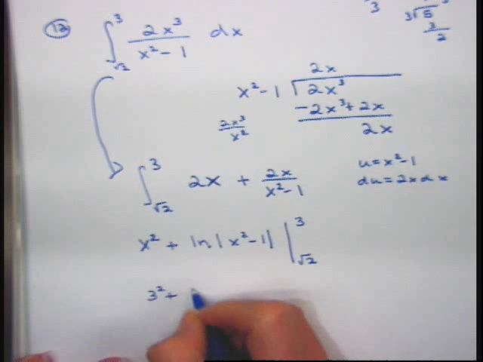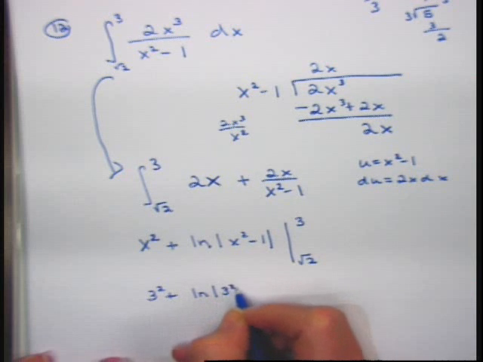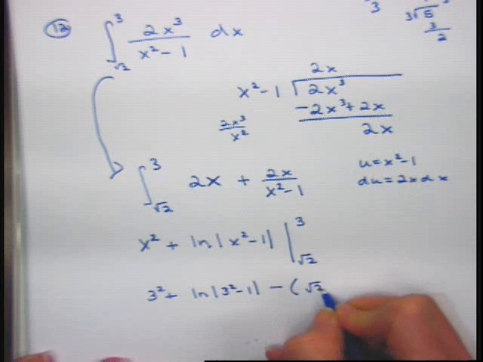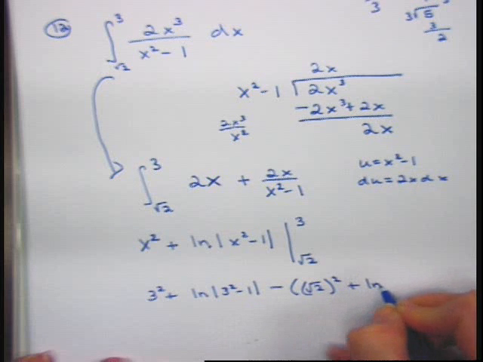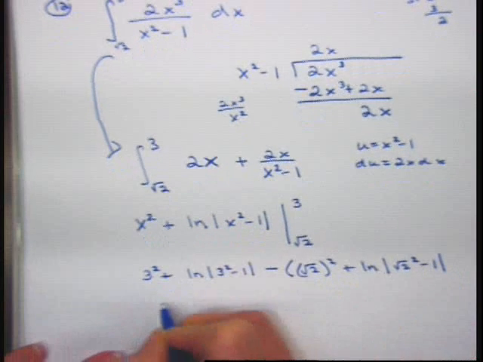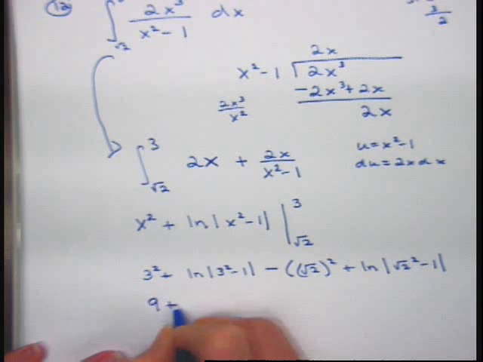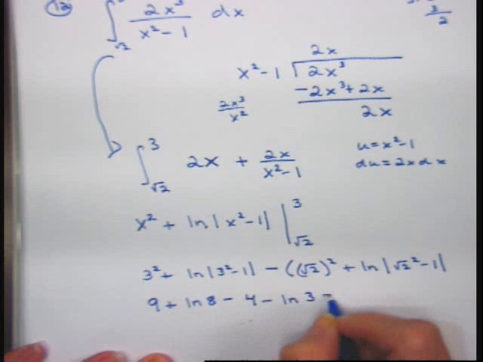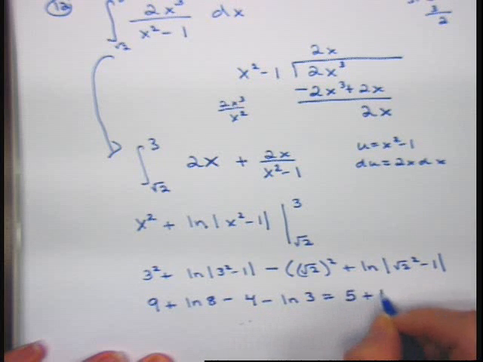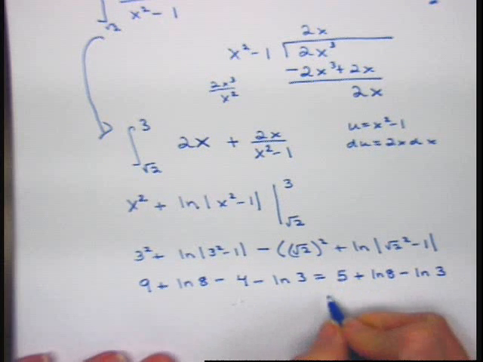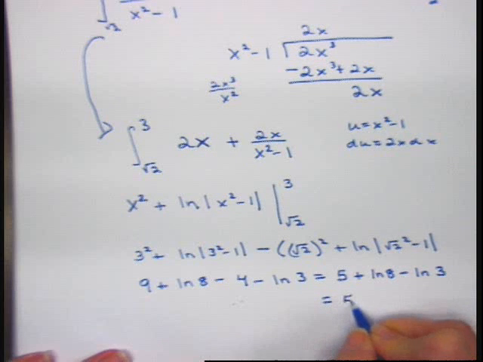So now I'm going to pop in this stuff. So I've got 3 squared plus the ln of 3 squared minus 1 minus the square root of 2 squared plus the ln of the square root of 2 squared minus 1. So my answer is 9 plus the ln of 8 minus 4 minus the ln of 3. So this is 5 plus the ln of 8 minus the ln of 3. And probably, to be totally cool, you would need to write this as 5 plus what?